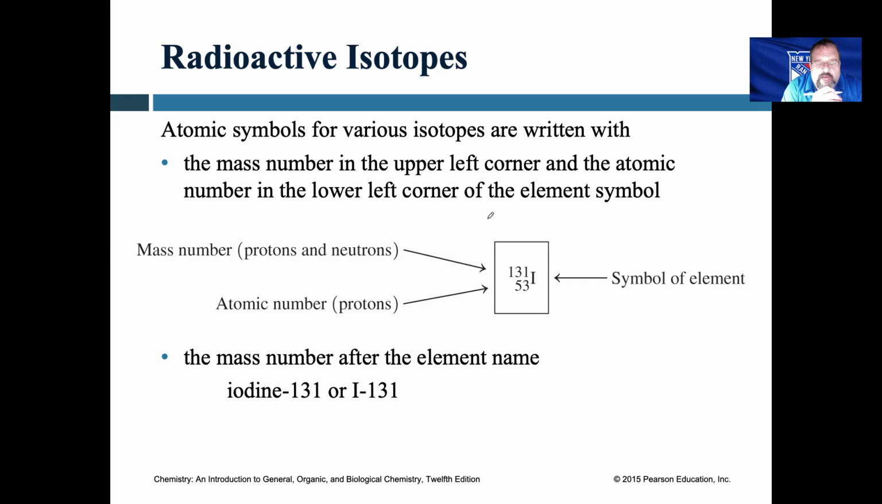So a lot of times, in terms of a shortcut, instead of writing the atomic symbol, which is what we're talking about on the bottom here, if we want to specifically mention an isotope of an element, we can give the name of the element followed by the mass number. In this case, we're talking about iodine with a mass number of 131, so I could write iodine-131. Or even shorter than that, instead of writing the name of the element, I could use the chemical symbol of the element, followed by the mass number, which again in this case is 131.